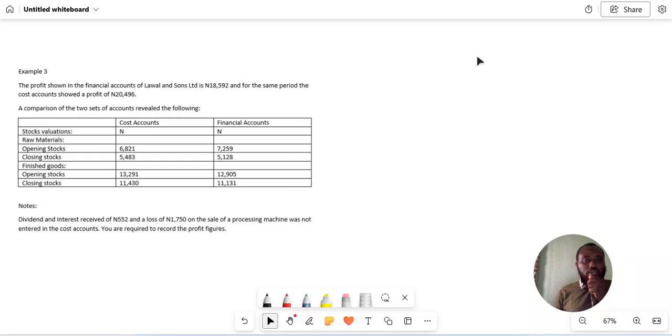So what we're going to do now is reconcile the financial account with the cost account and see if we can resolve the issue, because we know that the cost accountant and the financial accountant have different approaches in recognizing their profit. This could be due to many factors, like revenue recognition, as well as stock valuation and others.